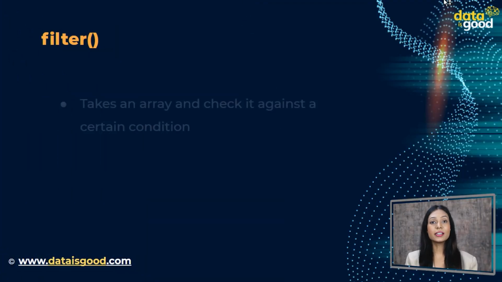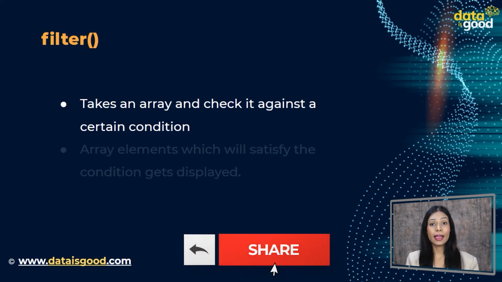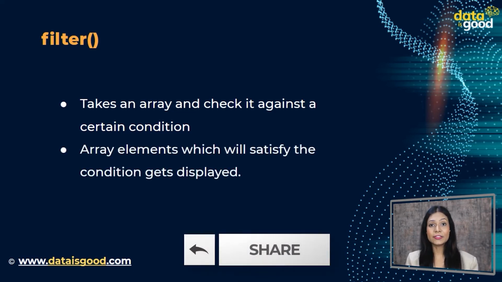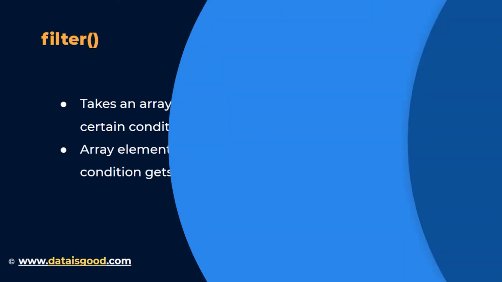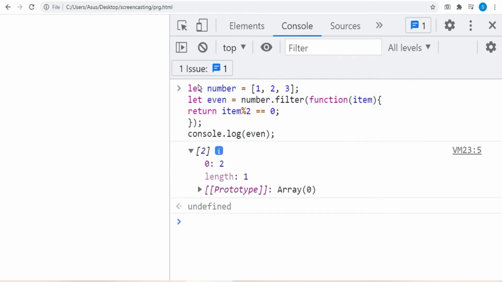Filter. Filter is going to take an array and check it against a certain condition, and the array elements that satisfy the condition will get displayed. Let number equal to 1, 2, 3. Let even equal to number.filter function item, return item % 2 equal to 0. Console.log even. Output 2.